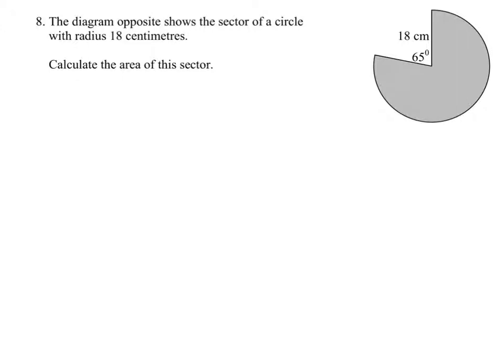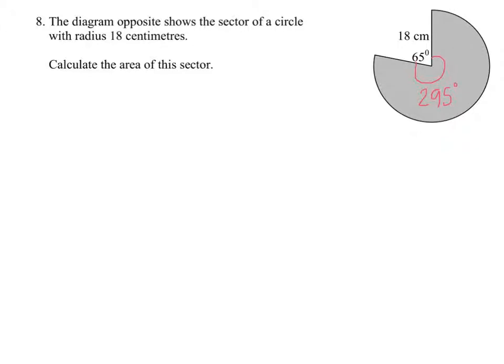Question number 8. The diagram opposite shows the sector of a circle with radius 18 centimetres. We're asked to calculate the area of the sector. The first thing to notice is that the angle they give us, 65 degrees, is not the one we want to use. We want the angle in here, which will be 360 take away 65, which is 295.